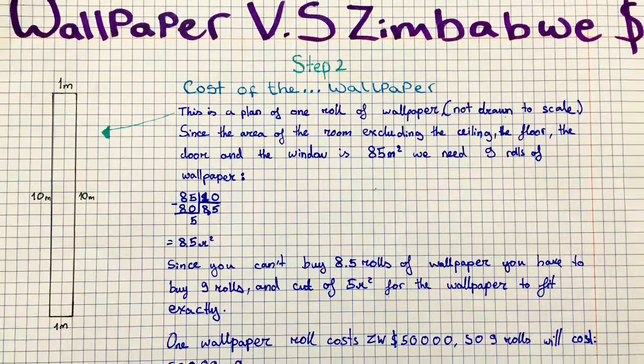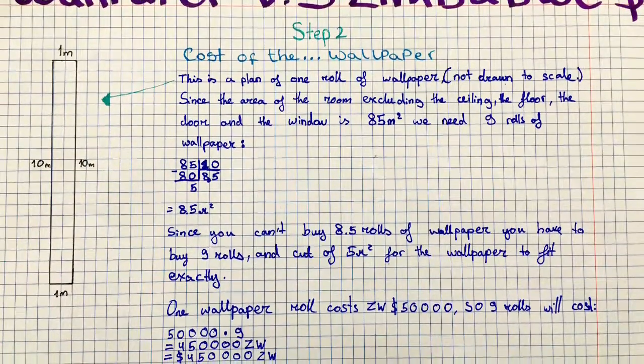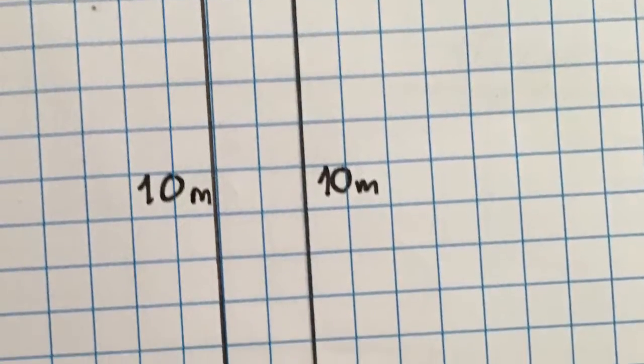Wallpaper versus Zimbabwe dollars. Step 2. Cost of the wallpaper. This is a plan of 1 roll of wallpaper, not drawn to scale. Since the area of the room excluding the floor, the ceiling, the door, and the window is 85 meters squared, we need 9 rolls of wallpaper because 85 divided by 10 would be 8.5. And you can't buy 8.5 rolls of wallpaper, so you would have to buy 9 rolls and cut off 5 meters squared for the wallpaper to fit exactly.